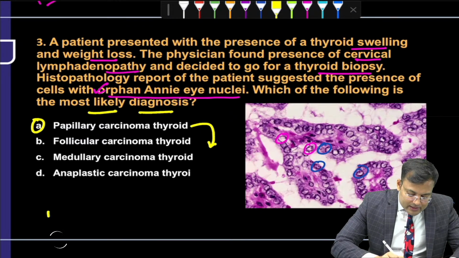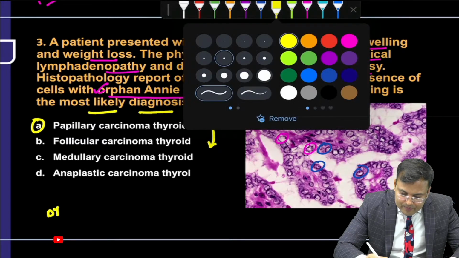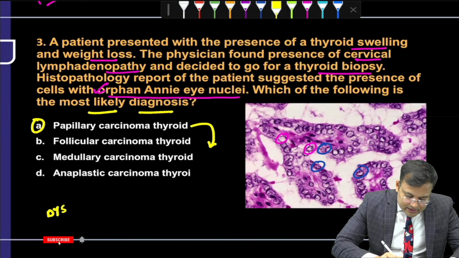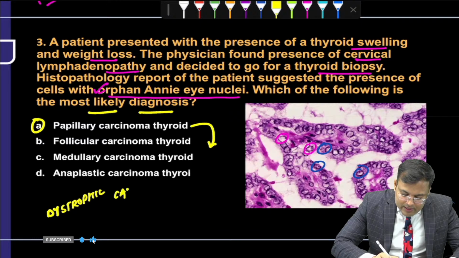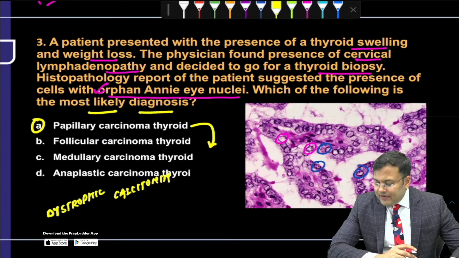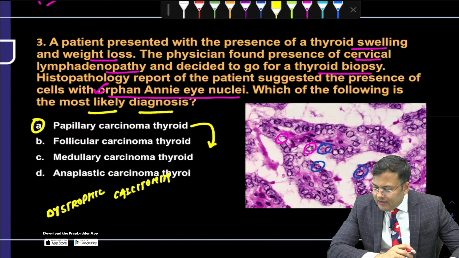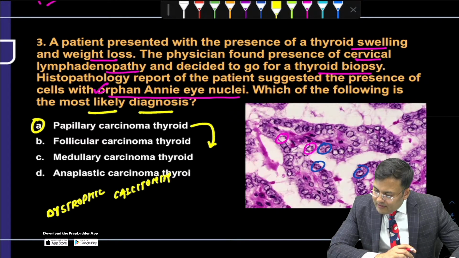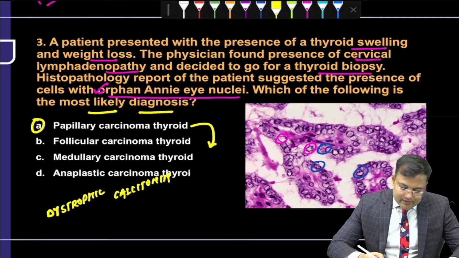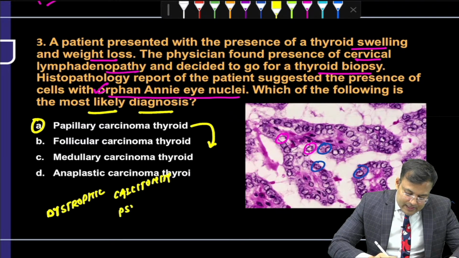There is dystrophic calcification. This question is asked. There is dystrophic calcification. Tell me, what is the name of these bodies? Dystrophic calcification. Very good, Divya. Psammoma bodies. Yes. So there is presence of psammoma bodies.